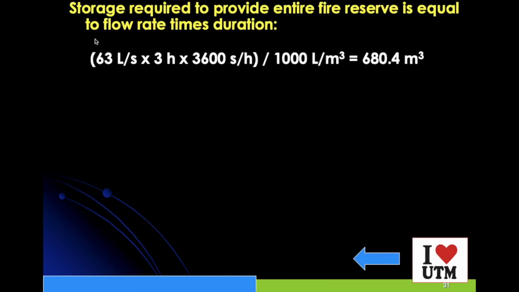So in that sense, this is 63 liters per second times 3 hours. This is the conversion unit, 3,600 seconds per hour, and divided by 1,000 liters per cubic meter. So you'll be able to find out that the volume is 680.4 cubic meters. So that is the fire demand for the storage reservoir, 680.4 cubic meters.